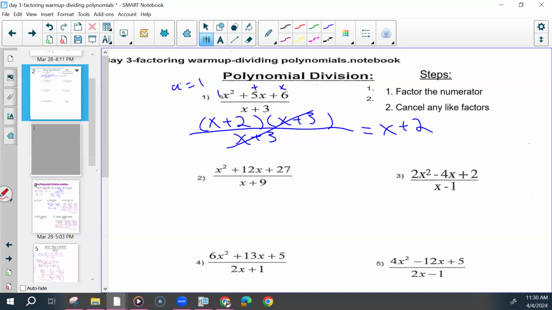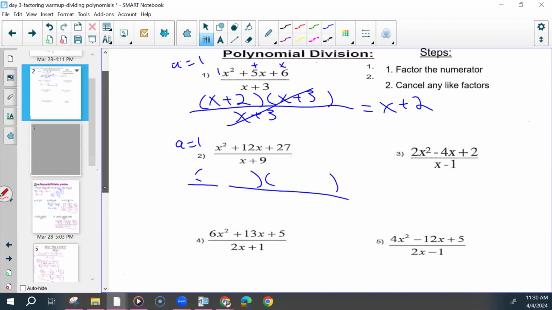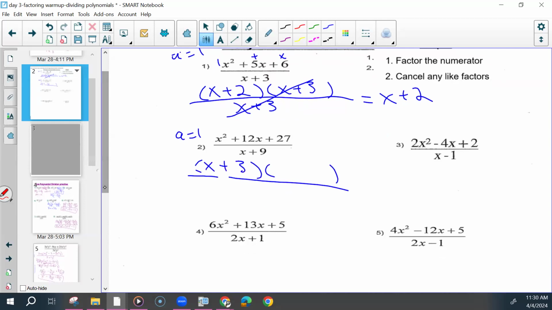Okay, let's do another one of those. Number 2, what type of trinomial is this? A equals 1 again. So we're looking for two numbers that multiply to be 27, but add to be 12. We're doing 3 and 9. When you're doing this, the a equals 1, one of the numbers is most likely going to be what's in the denominator. So when we cancel out our like factors, what's left? X plus 3.